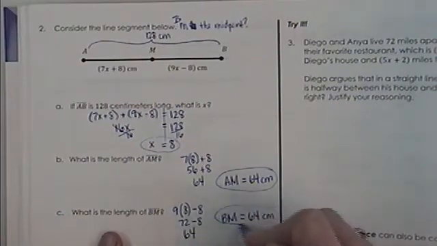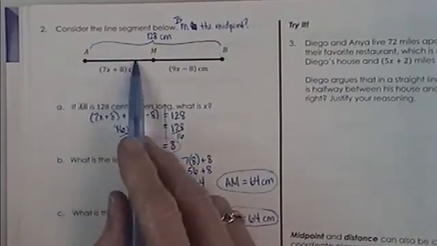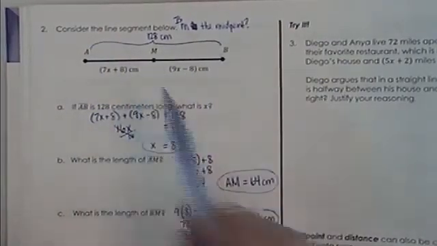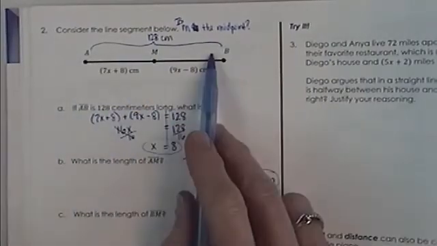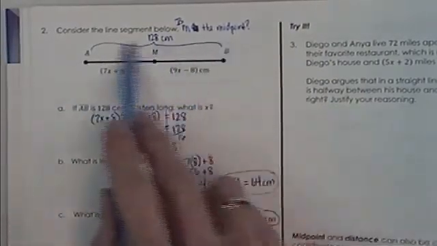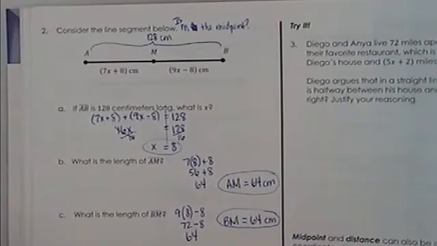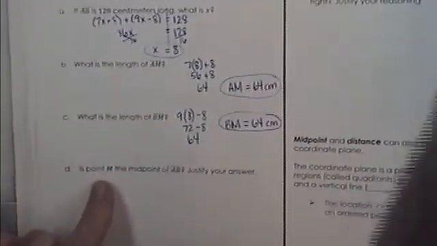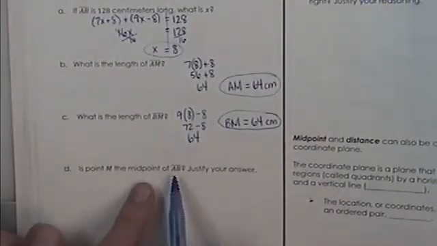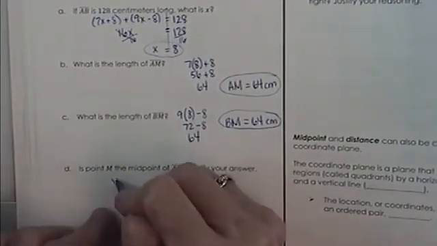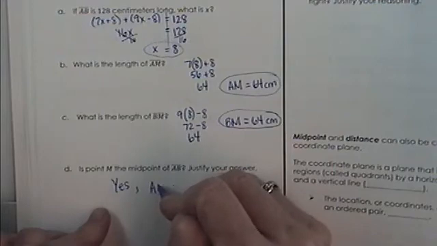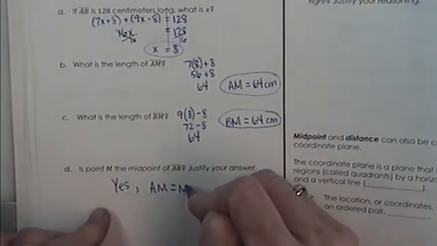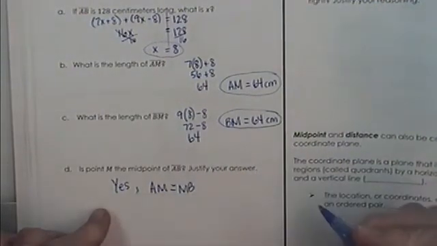So what does that tell us? If this is 64 and that's 64, what do we know about M? Well, M must be the middle of this whole thing right here. 64 plus 64 makes our total 128. So is point M the midpoint of segment AB? Yes. The distance from A to M is equal to the distance from M to B. 64 equals 64. There we go.